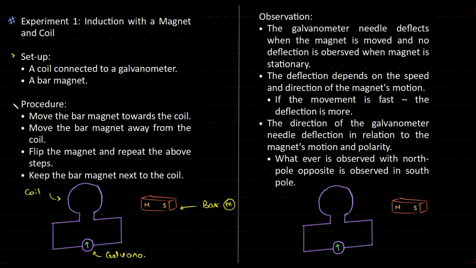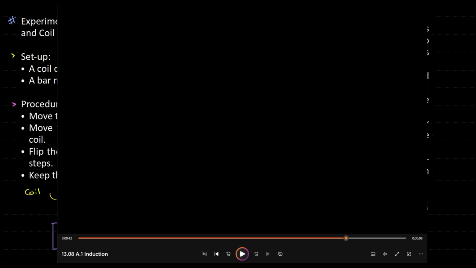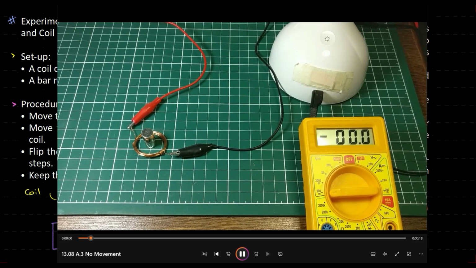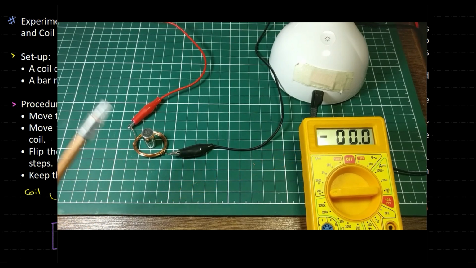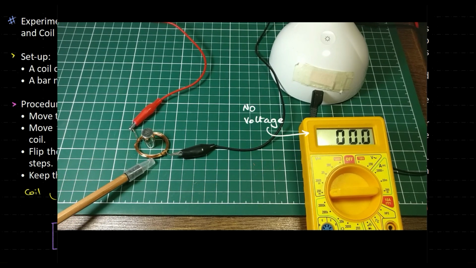Now, procedure. Move the bar magnet towards the coil and away from the coil. So back and forth. Flip the bar magnet and do the same. And finally, keep the bar magnet stationary, something like this. So you can see this is not a paused video, this is an actual video. You can see there's no voltage.